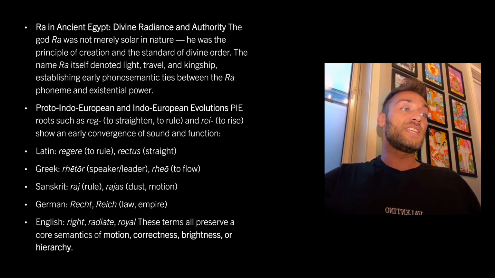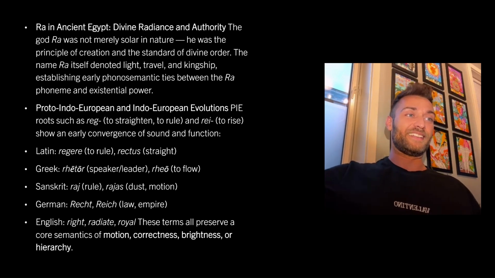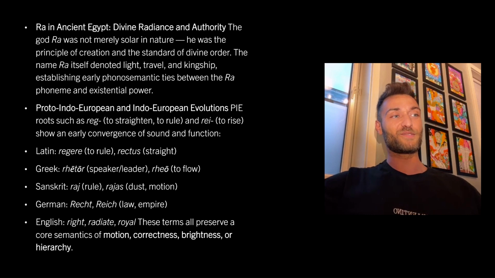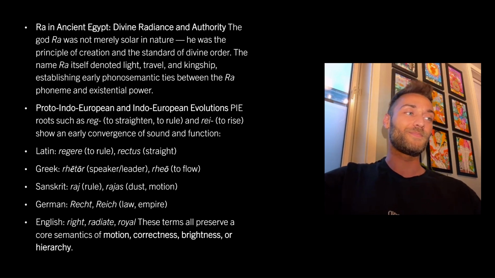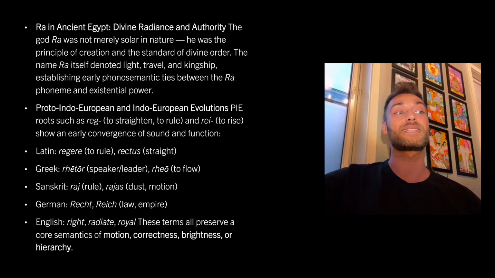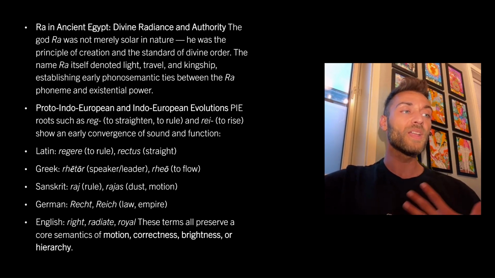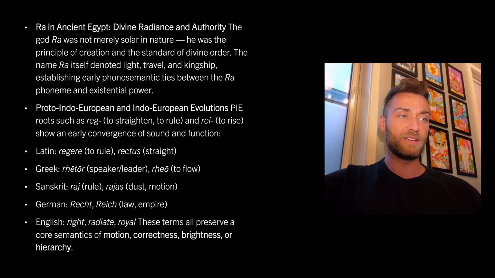So Ra in ancient Egypt, divine radiance and authority. The god Ra was not merely solar in nature, he was the principle of creation and the standard of divine order. The name Ra itself denoted light, travel, and kingship, establishing early phonosemantic ties between the Ra phoneme and existential power. Proto-Indo-European and Indo-European evolutions: PIE roots such as reg, to straighten, to rule, and re, to rise, show an early convergence of sound and function.